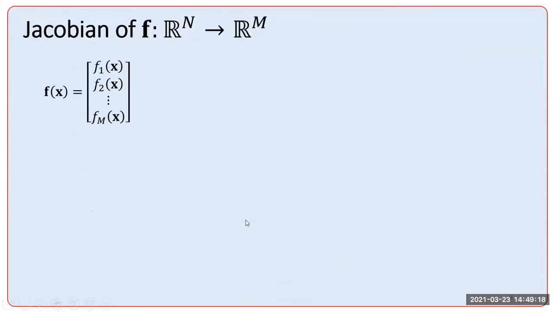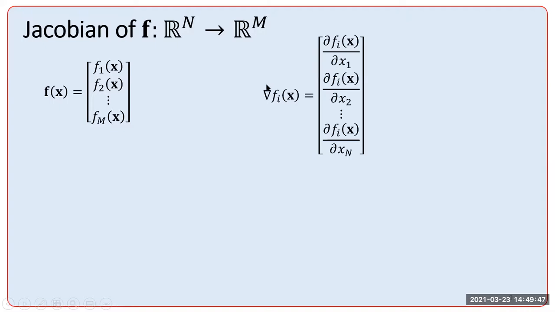So what is the Jacobian? We have a vector function, f of x, which is f1 of x, f2 of x, through fm of x. So f is a mapping from n dimensions, x is n dimensions, n as in Nebraska, and f maps these n dimensions to m as in Missouri, number of dimensions, m. That's why we have f1 through fm.